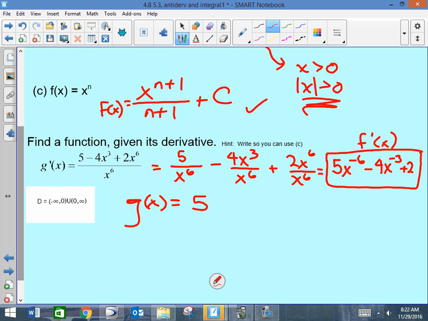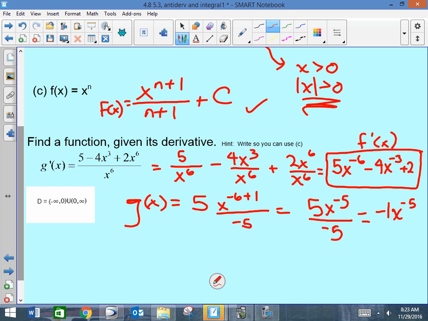Okay, if we're going to use Abby's rule here, we're going to take the -6, add 1 to it, and divide by that same number. I already did that in my head. I can do that in my head, yep. Well, I wanted to show what we're doing. What does that simplify to? Just the one piece: -1 x to the -5.